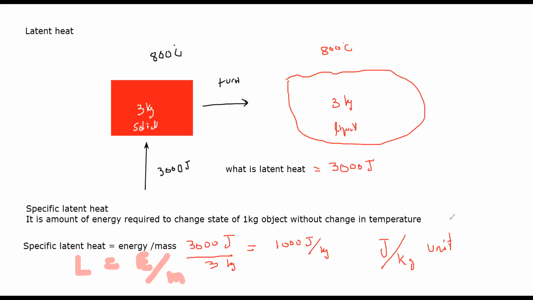Is the difference between the latent heat and specific latent heat clear? Latent heat means the total energy required to change the state, and specific latent heat means the energy required to melt or change the state of a 1 kilogram object. Take a screenshot of this.